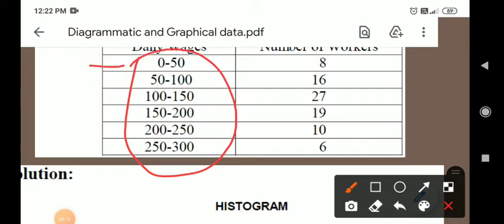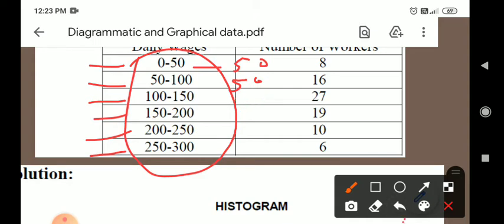First class interval, second class interval, third class interval, fourth, fifth and sixth. So this way we have various class intervals. Now in these class intervals, the width, that is the range, is the same, 0 to 50. What is the width of the class interval? 50. 50 to 100, 50. 100 to 150, 50. So the width of these class intervals is the same in all of them.